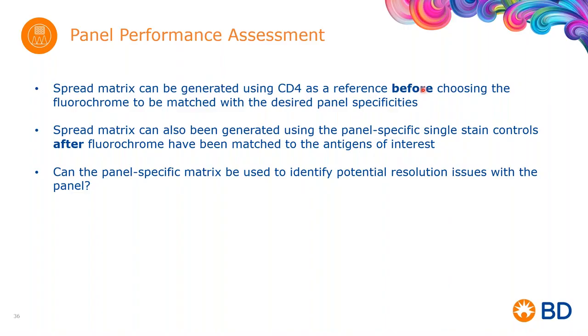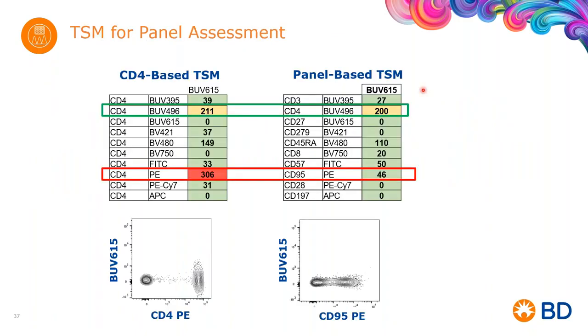Okay, the last couple of minutes, I'm just going to talk about panel performance assessment. So all that we talked about so far is panel design. Usually we have a CD4 in all the colors that we use as a reference before choosing the fluorochrome to be matched with the specificities. But we can also run a matrix after we have ordered reagents and run our panel, now with the panel-specific controls. Can we use that matrix to assess the performance of the panel? And the answer is yes, with TSM, right?